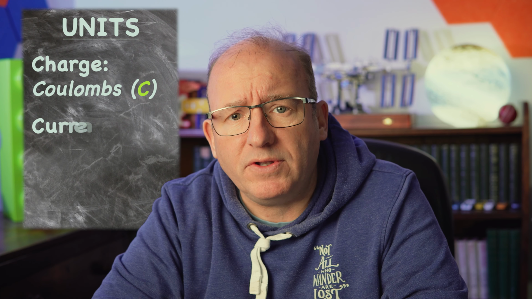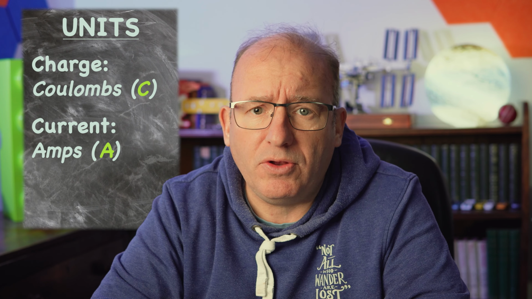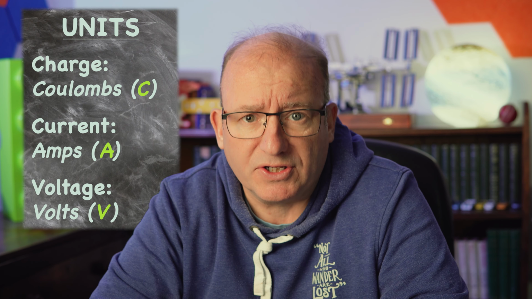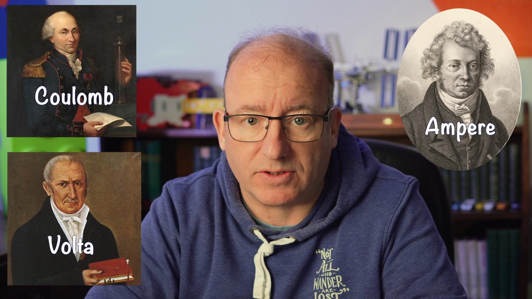As well as having symbols, each one of these quantities or variables has a unit. The unit for charge is the coulomb, which has the symbol capital C. The unit for current is the ampere or amp, which has the symbol capital A. And the unit for voltage or potential difference is the volt, symbol capital V. All these units are named after famous physicists or mathematicians.